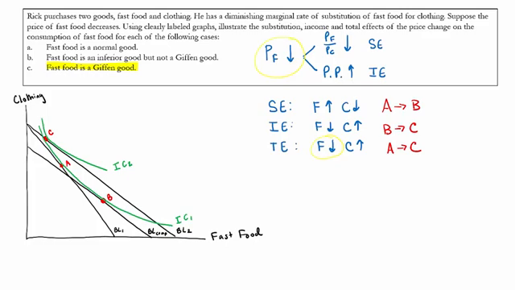This graph shows the consumer substituting away from clothing towards fast food according to the substitution effect. It shows the consumer, according to the income effect, buying less of the inferior fast food and more of the normal clothing, and ultimately from A to C, moving away from fast food and towards clothing.